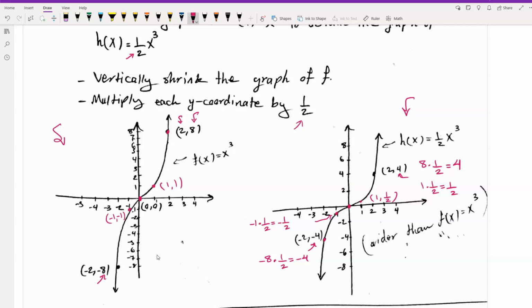But the point that we have here is negative 1 comma negative 1 over 2. And then connect all these points, use arrow, and the graph that we have for h of x is wider than f of x.